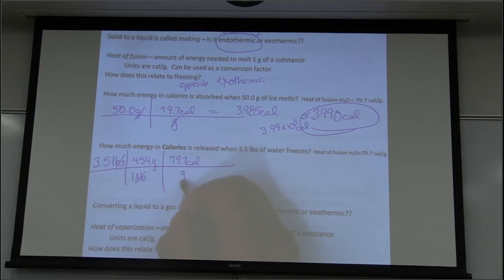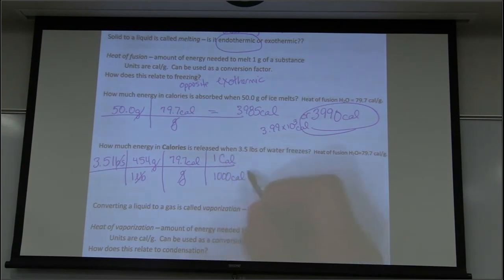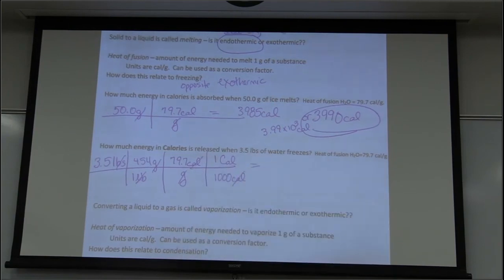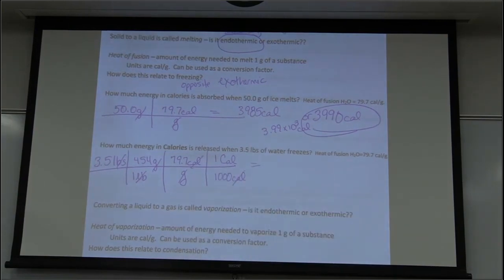Calories per gram. And then we want big C calories this time. So what goes on top? 1 Big C calorie and 1,000 small C calories. Now, somebody says, where did this come from? This is the one I said you had to know. This is when you need to memorize.